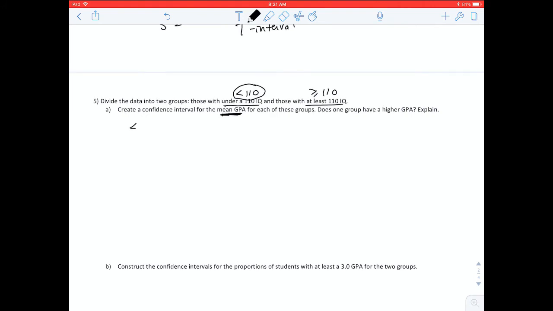So then you put that information over here. So for those with less than a 110 IQ, here's how many people there were, here's their average GPA, and here's their standard deviation. So this needs to be a GPA. So if this right here says something like 109.7, then you typed the wrong data, because there's nobody that has a GPA of 109.7. So this instead should say something like 3.1 or something like that, something that could be a GPA. So you do that for the two groups.